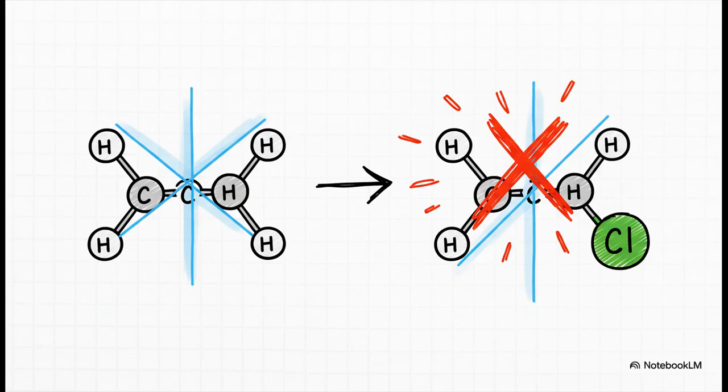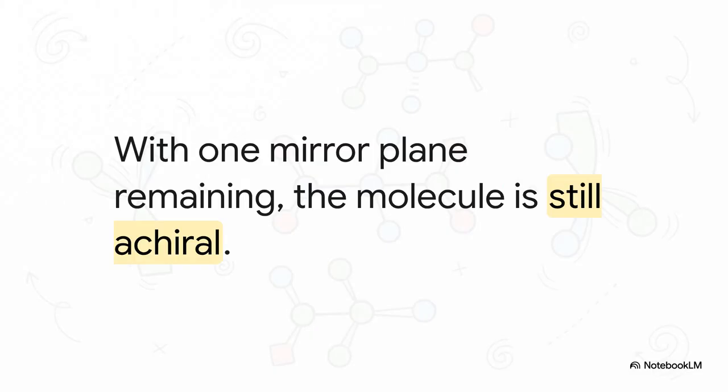You can still slice the molecule right through that remaining CH and that new CCl bond. And as long as there's even one mirror plane left, it's game over. The molecule is still achiral. We're getting closer, for sure, but we're not quite there. We need a better move.